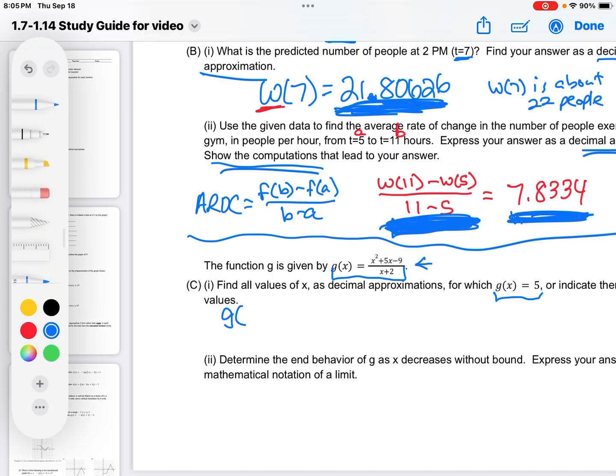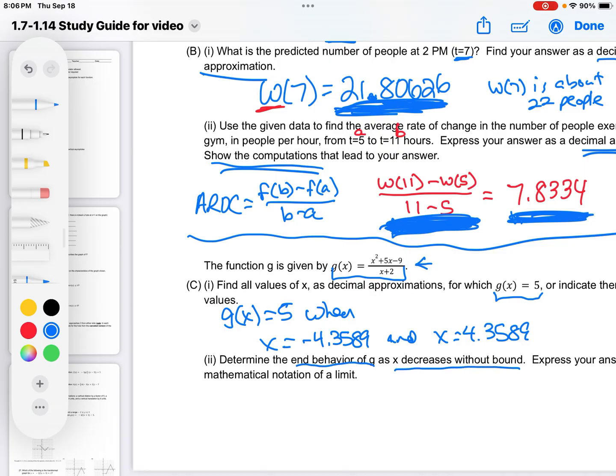Okay, so g of x equals 5 when x equals negative 4.3589, and when x equals positive 4.3589. Okay, simple as that. All right, last part here, it says determine the end behavior of g as x decreases without bound. When you see that phrase, we're saying x goes to negative infinity. So you'd write this as the limit as x goes to negative infinity of our function named g of x.